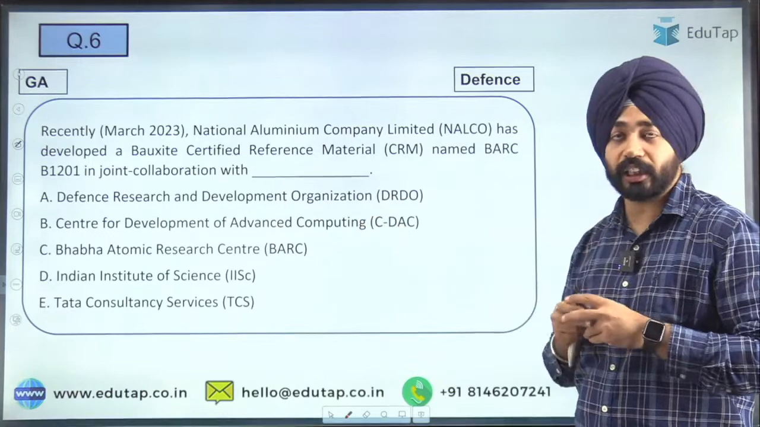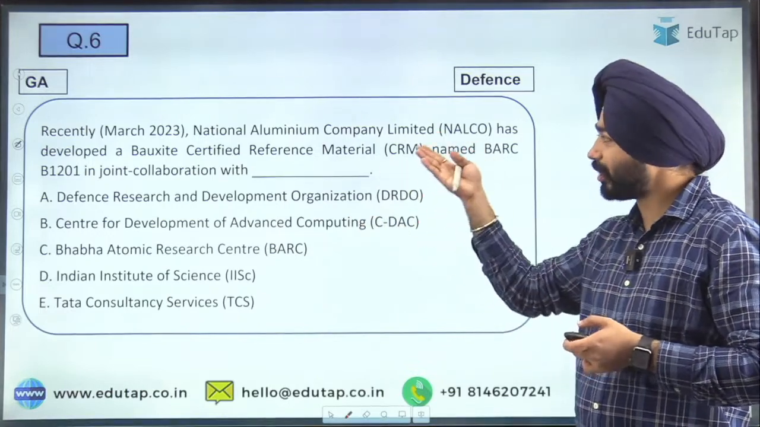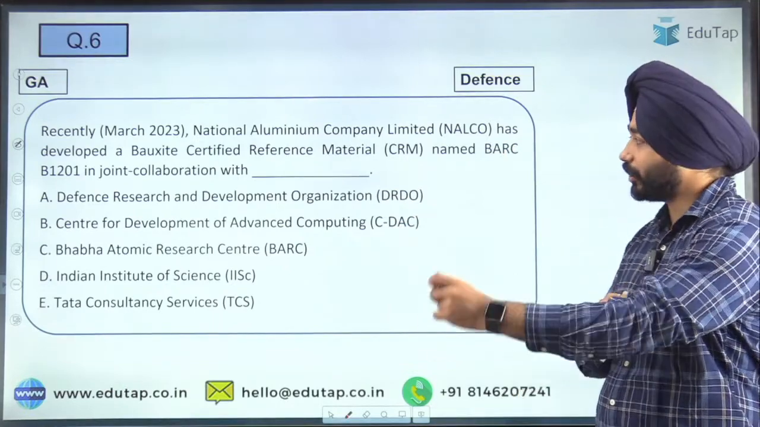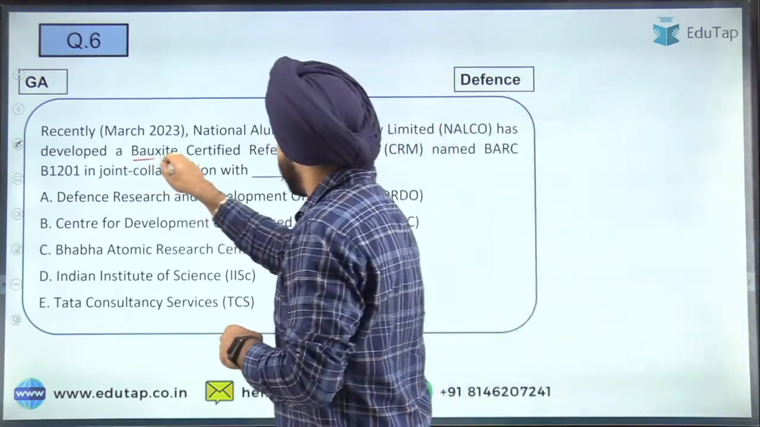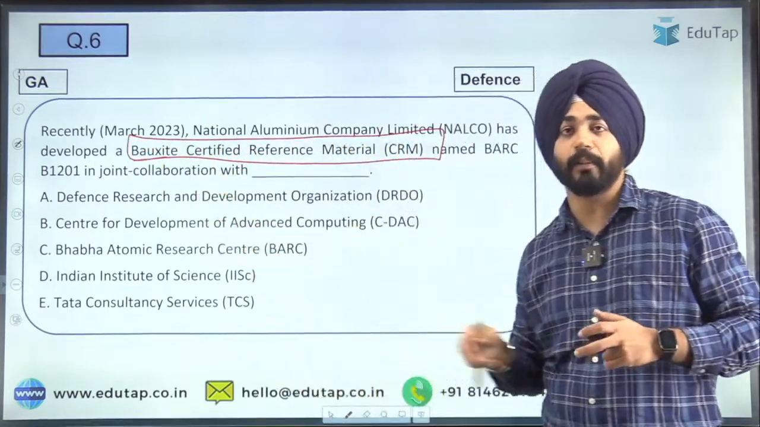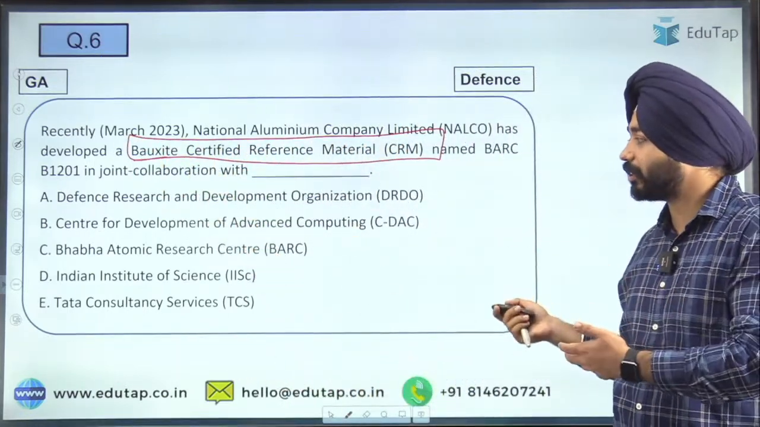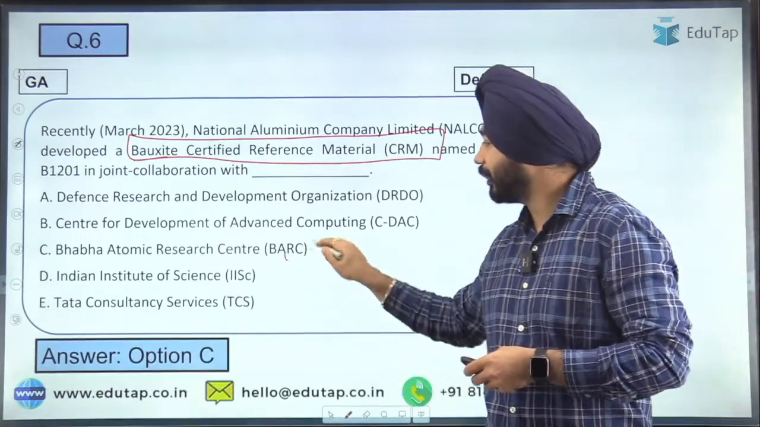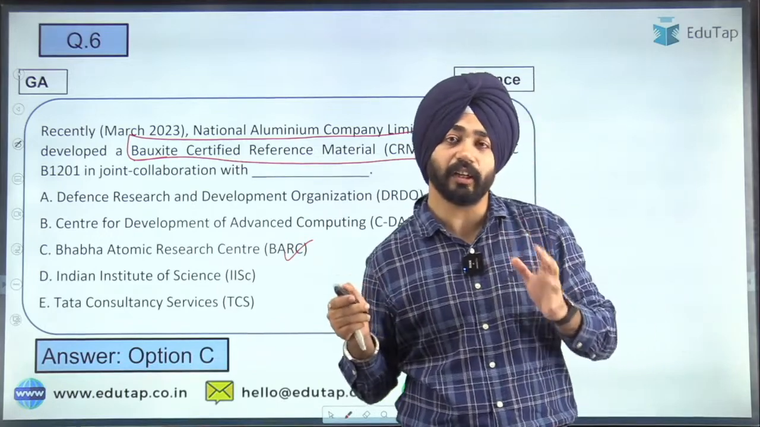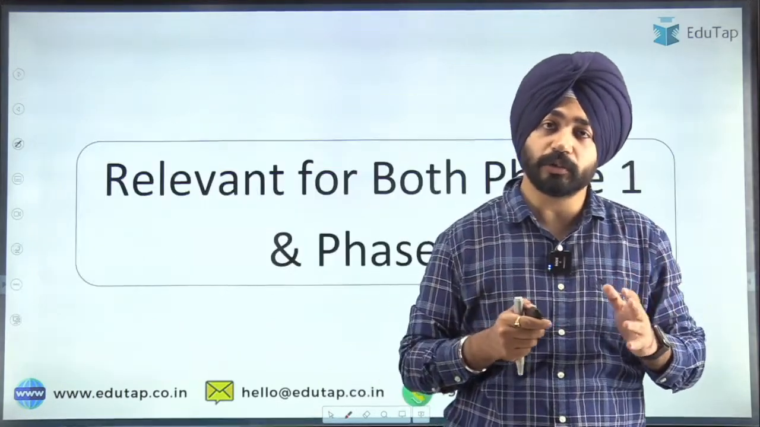Now the question I am asking is, National Aluminium Company has collaborated with which among the following organizations to develop a bauxite certified reference material? So with whom did they collaborate? You have to tell me this. We have discussed it. It has collaborated with option number C, that is BARC, Bhabha Atomic Research Centre, is the answer here. So guys, this was all about the news from the first section.